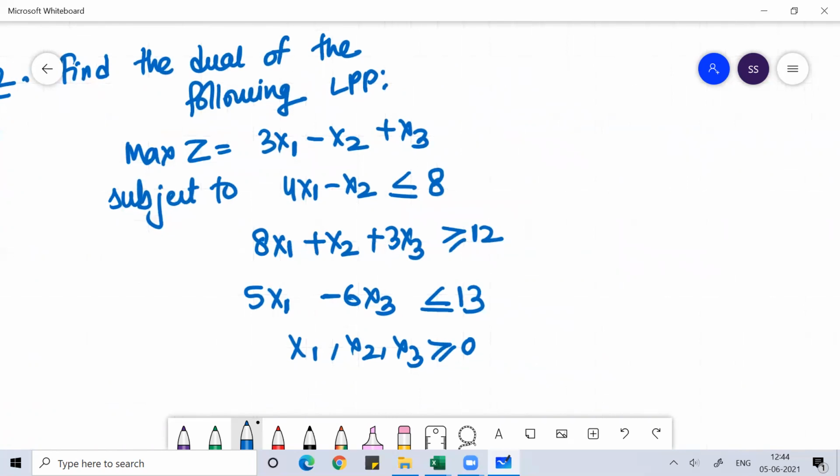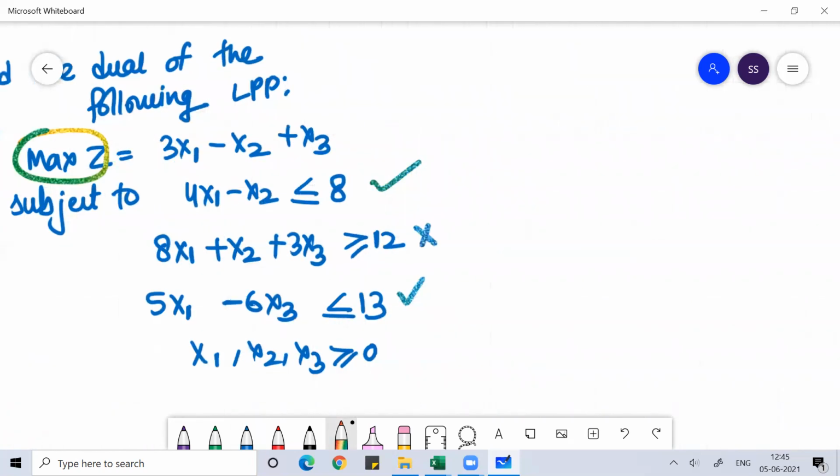Now, guys, if you see your objective function is in maxima, so your constraints should be less than or equal to. This is less than or equal to, fine. This is less than or equal to, fine, but this is not less than or equal to. This is not in canonical form. Can you understand this, right? So this is what you need to do.